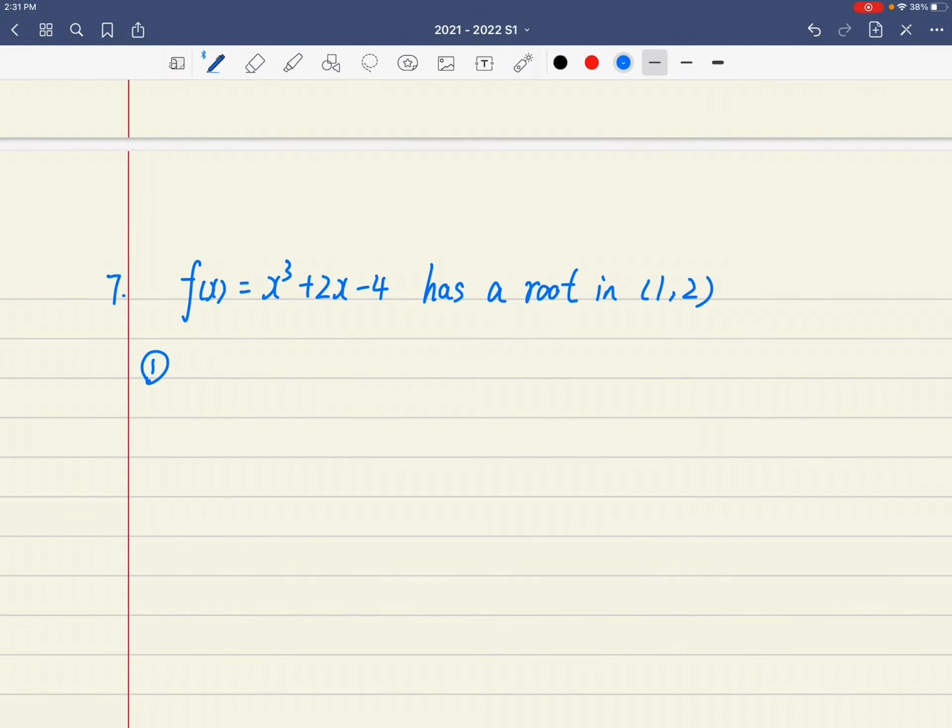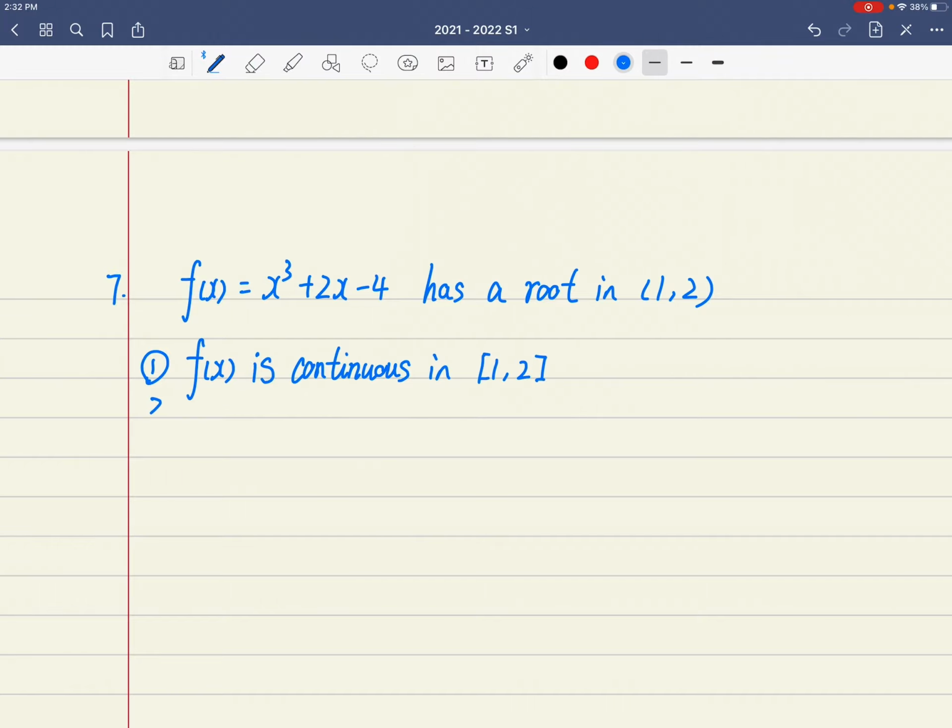First, to use IVT, you want to make sure f(x) is a continuous function, right? Because here f(x) is a polynomial, so it is obviously a continuous function. So you can just make the statement: f(x) is continuous in the closed interval [1, 2].